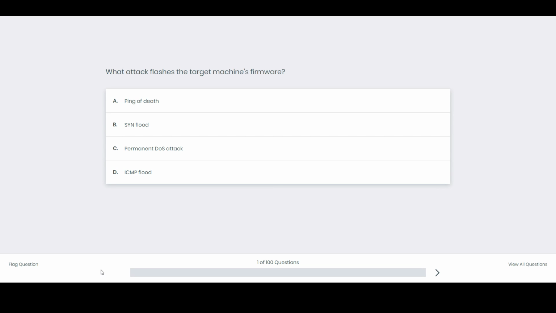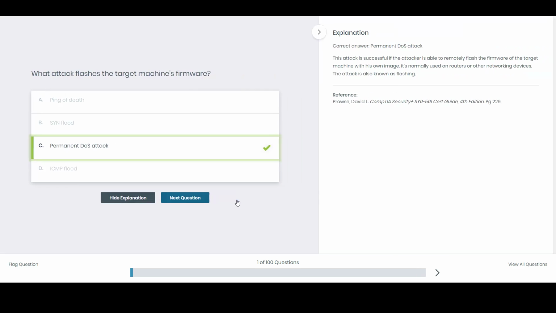I think the answer is the permanent DOS attack because it will destroy your firmware, something like that. Ping of death is different, and SYN flood is a flood, but this is an attack that targets the machine firmware. Let's see the explanation.